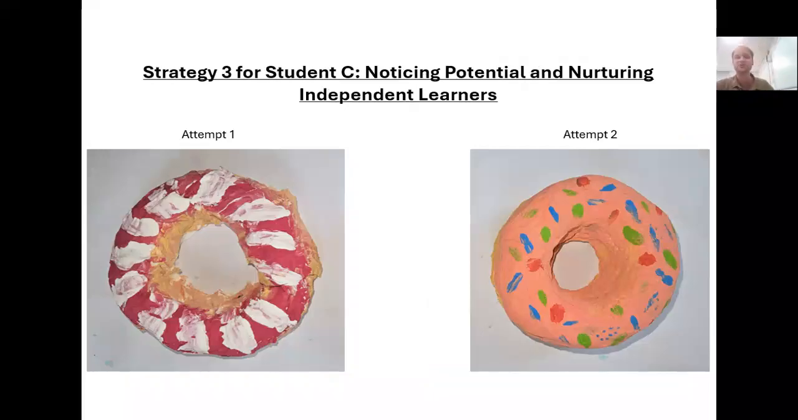Interesting stuff. Okay, strategy 3 for student C. So noticing potential and nurturing independent learners was the main aim of this. Going back over student C, she never puts her hands up or asks questions, and she keeps to herself. She's not as socialized as other children because of unfortunate circumstances. And I found myself only noticing student C as an exemplar learner after 4 or more lessons with her, and after reading that research and opening my eyes a little bit more, becoming a bit more broad-minded.